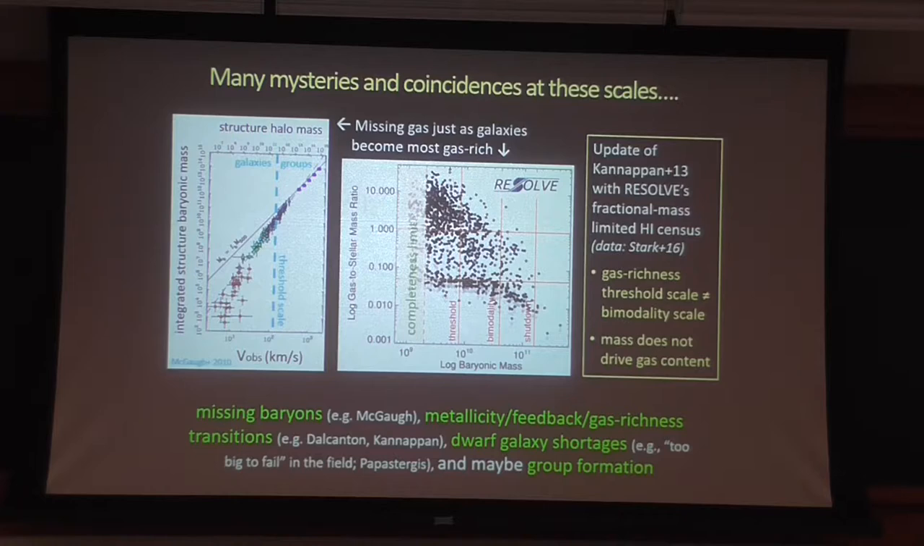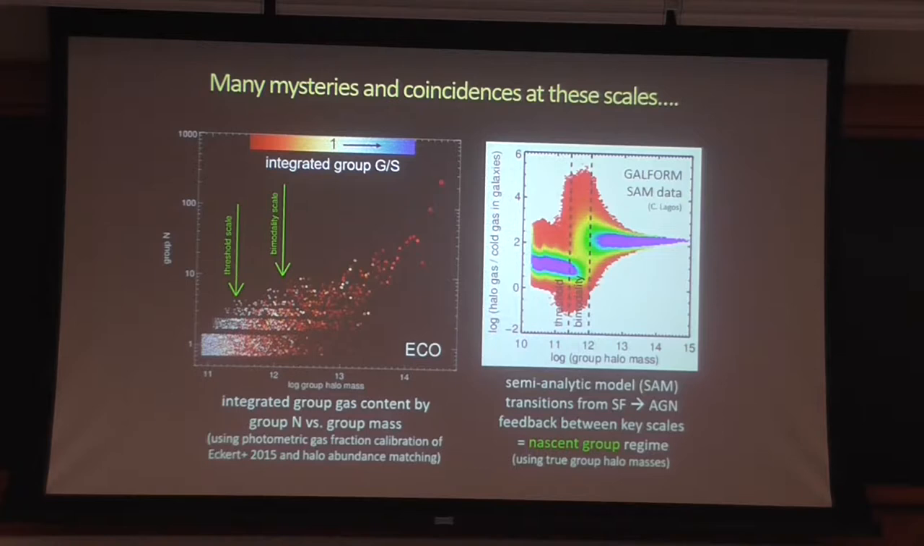All right, so continuing with the mysteries and coincidences of these scales, and coming back to this idea of group formation. So here is now for LIGO, for the larger catalog, group N versus group halo mass. So group N means the number of members in the group down to twiddle 10 to the ninth in baryonic mass. So this is N equals one. I just broadened it with a random number generator so you can see all the points. And the color scale represents the integrated group gas to stellar mass ratio.